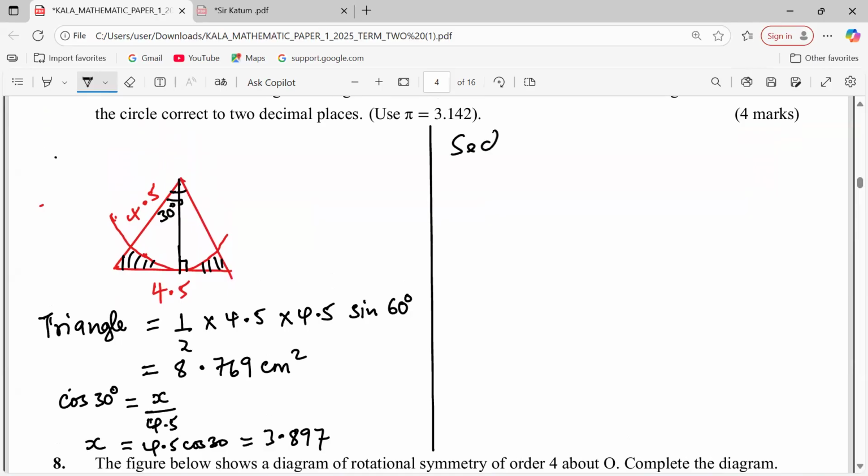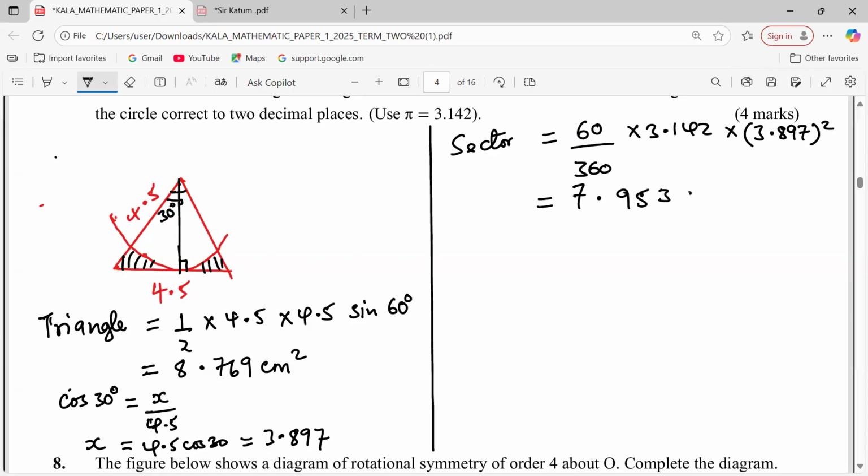So the sector shall give us beta over 360 pi r squared. So 60 over 360 pi r squared. This gives us 7.953 square centimeters. So we have the area of the sector and the area of the triangle.